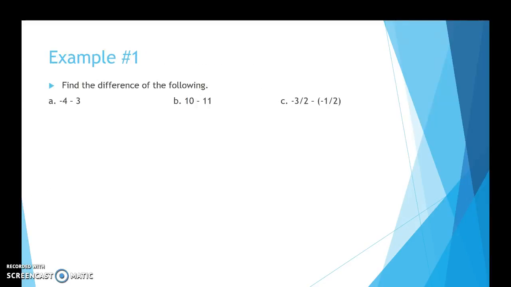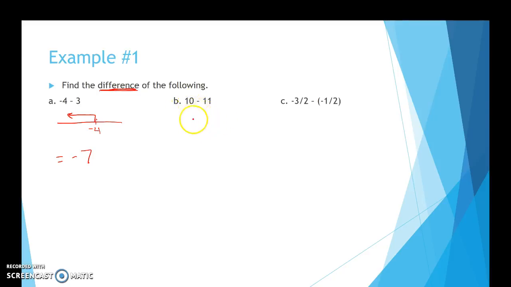So let's look at some subtraction problems here. They want us to find the difference. Again, remember the key terms we looked at last chapter. Difference means subtraction. So here we have negative 4 minus 3. If you think of a number line, if we start at negative 4, subtracting 3 from that means we're going to continue going to the left 3 places to give me an answer of negative 7.